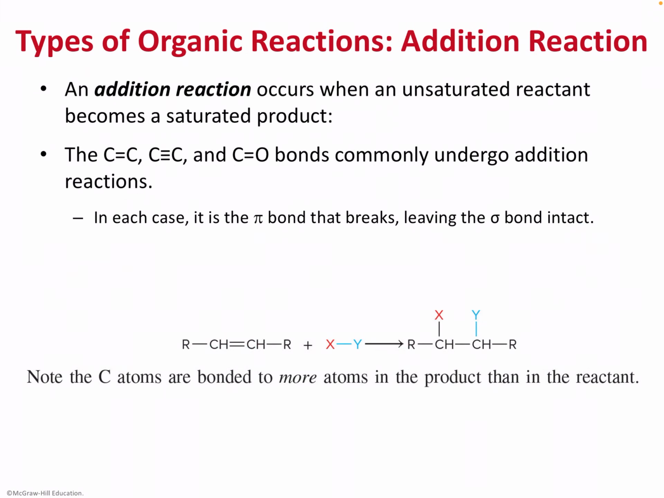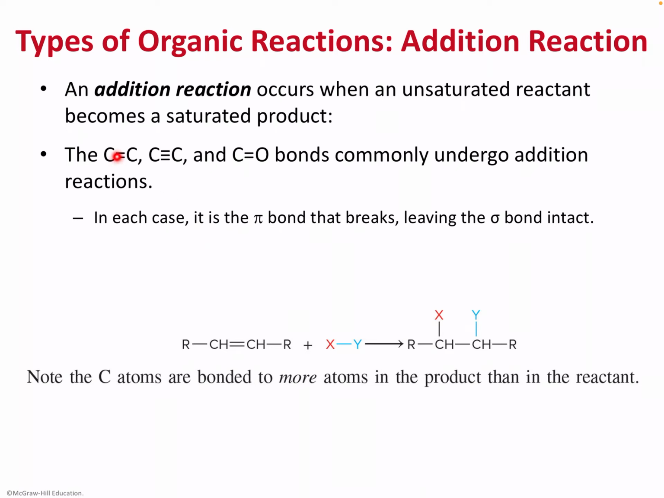Types of organic reactions. Addition reactions. Now these organic molecules can undergo reactions. One type is called an addition reaction. Addition reactions occur when an unsaturated reactant becomes a saturated compound. Remember, unsaturated compounds have double or triple bonds, which could be between carbon-carbon or carbon-oxygen. These undergo addition reactions. In each case, it is the pi bond that breaks.